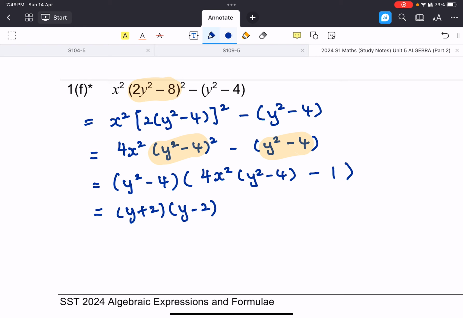Now on this side, we can maybe expand out to see things clearly. We have 4x squared, y squared minus 16, 16x squared, and then minus 1. Can that be factorized? No. Okay, so that's the simplest form, I guess. So that's what we have.